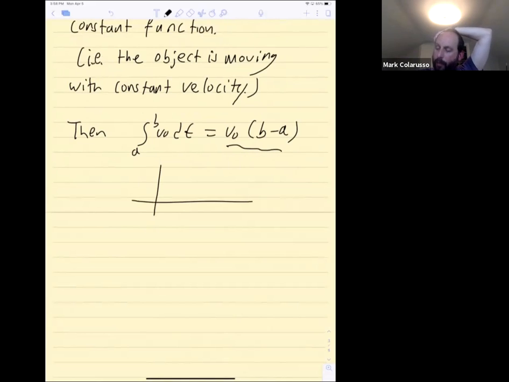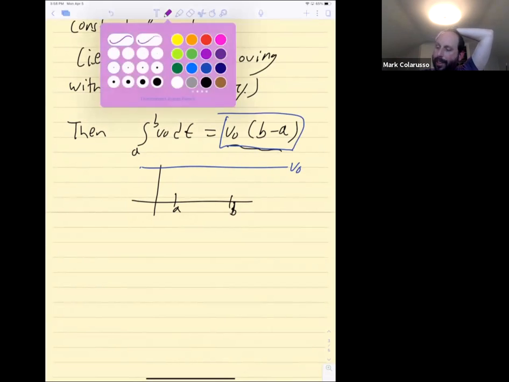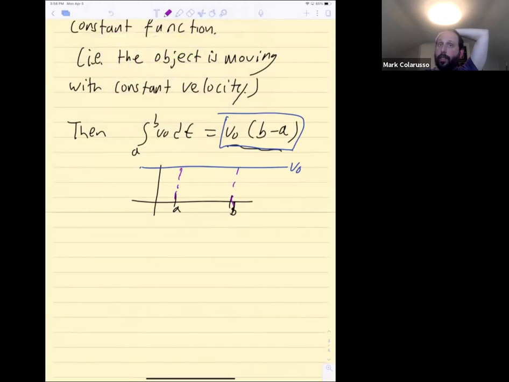If we were to draw the graph of this velocity function, it's just constant velocity. So the graph is just a horizontal line at v naught. And this quantity here, v naught times b minus a, is exactly the area of the rectangle with base the interval between a and b, and height v naught. So that's exactly that area. So at least if you have motion with constant speed, you see that the definite integral represents the area under the graph of velocity versus time.